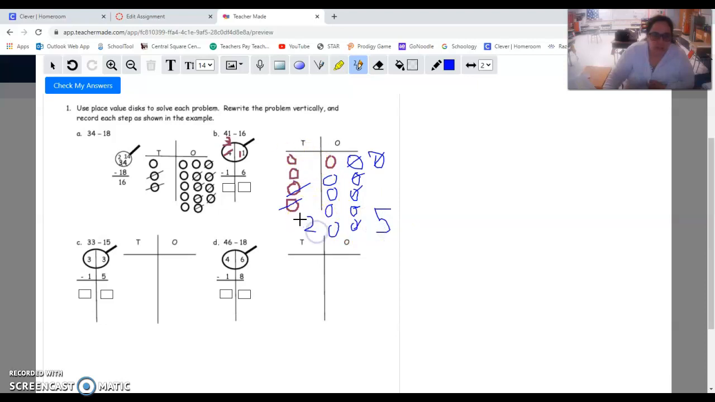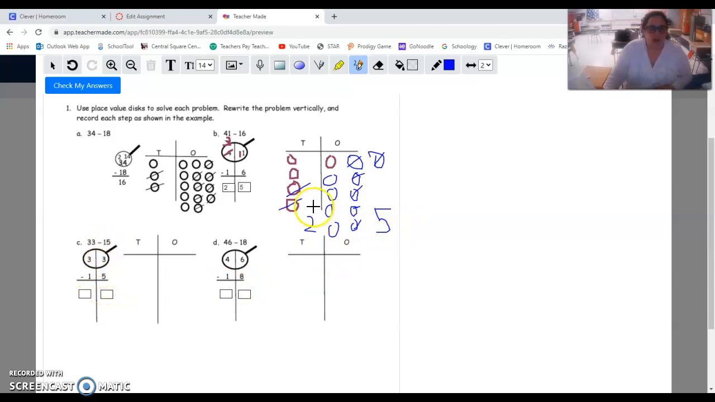So my answer here, 11 minus 6, 11, 10, 9, 8, 7, 6, 5. So I'm going to put a 5 in here. And 3 tens minus 1 ten, you're left with 2. So as you'll see, 25 equals 25.